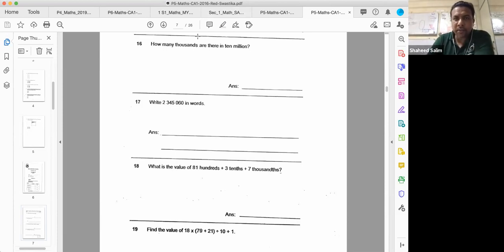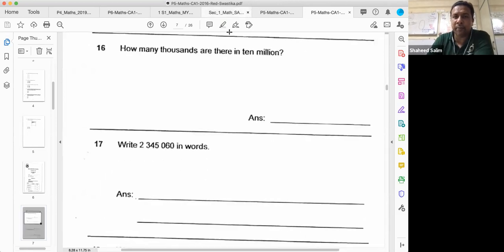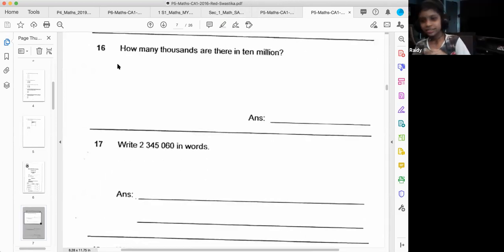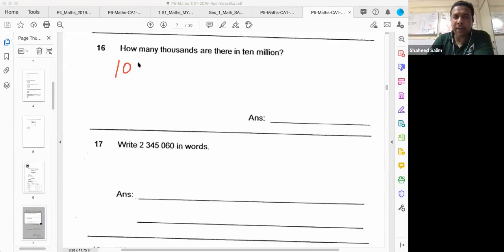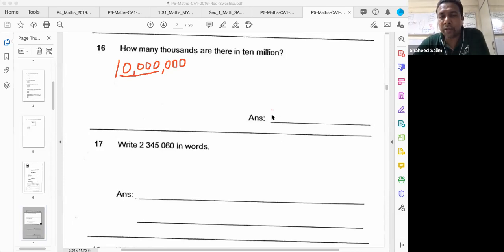All right, I'm going to go to question 16 first. You must first be able to write what is 10 million. 10, and million is followed by 6 zeros. 1, 2, 3, 4, 5, and 6. Now, if you want to double check, count every 3 digits and put a comma. Every 3 digits, comma. So this is 10 million. So let us see how many thousands are there. This is ones, tens, hundreds, thousands, 10,000, 100,000. So how many thousands are there? It's 10,000 thousand. Can you see now?